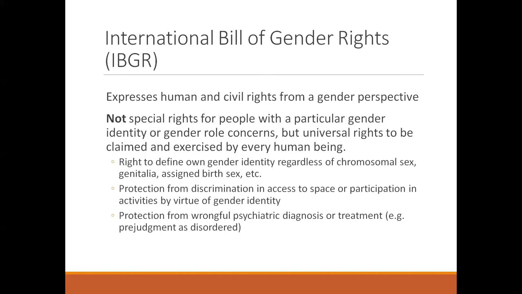So just to close, I wanted to share that, in promoting a gender-inclusive society, the International Bill of Gender Rights highlights the need to express human and civil rights from a gender perspective. This doesn't mean only the inclusion of special rights for people with a particular gender identity or gender role concerns, but rather it covers universal rights to be claimed and exercised by every human being, including the right to define one's own gender identity, regardless of their chromosomal sex, genitalia, assigned birth sex, and so on, protection from discrimination in access to space or participation in activities by virtue of their gender identity, and finally, protection from wrongful psychiatric diagnosis or treatment, like the prejudgment as disordered, quote-unquote, simply to undergo gender confirmation surgery or to be cleared in order to take hormonal treatments.